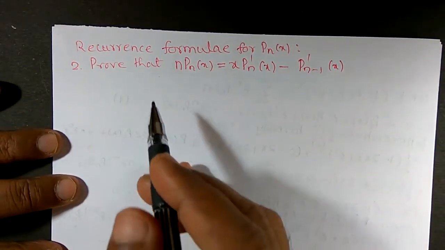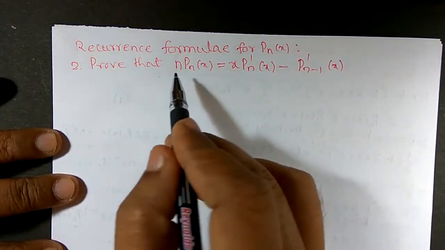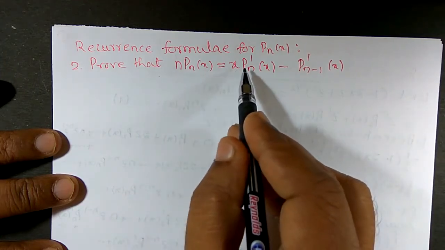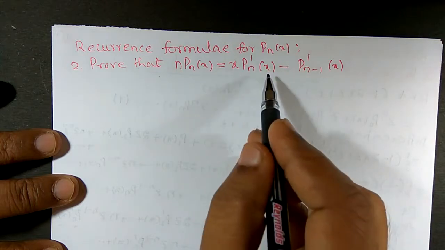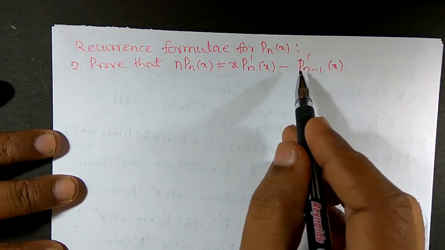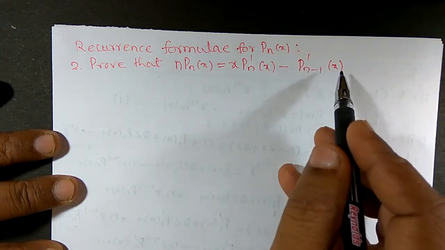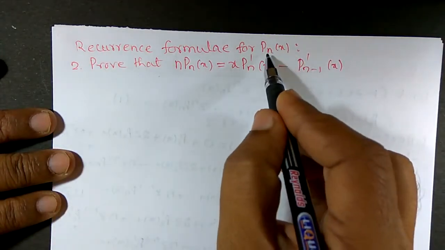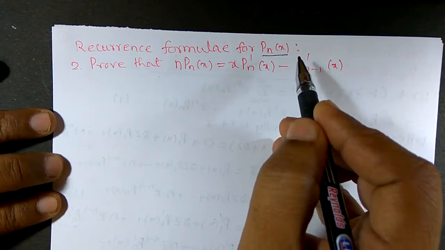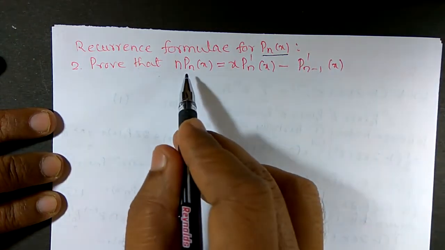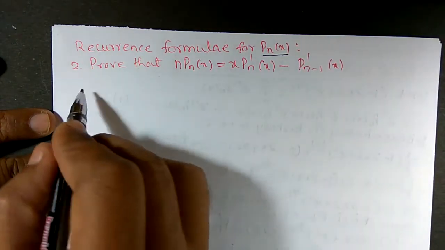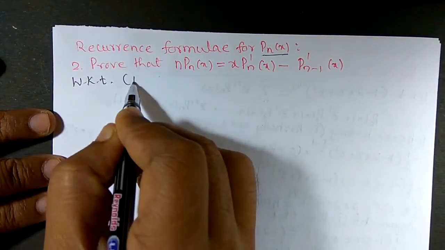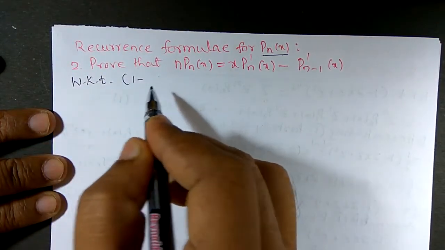Hello friends, now I want to prove that (n+1) P_{n+1}(x) is equal to x P_n'(x) minus P_{n-1}'(x). It is another recurrence relation for a Legendre polynomial P_n(x). Suppose if I want to prove left hand side is equal to right hand side, we need the help of the generating function, which we have proved in the last videos.